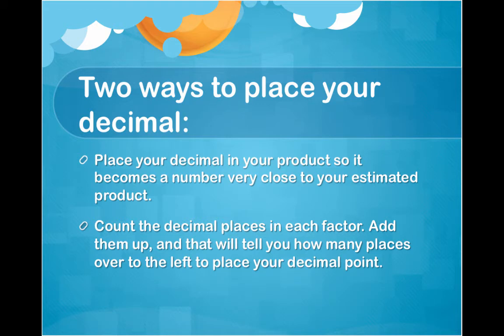In the last 2 problems, we've learned 2 ways to place your decimal point. The first one is to place your decimal in your product so it becomes a number very close to your estimated product. The second way is to count the decimal places in each factor. Add them up, and that will tell you how many places over to the left to place your decimal point. That would be like our example where we had 2 places over in the first number and 1 place over in the second factor. So that meant that 2 plus 1 was 3. So we moved our decimal point over 3 places in our final product.